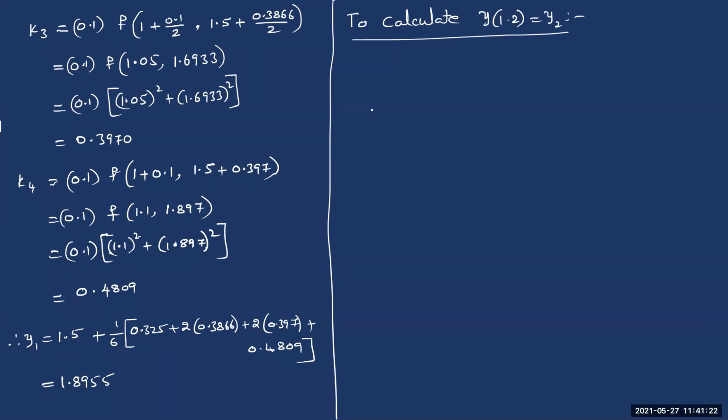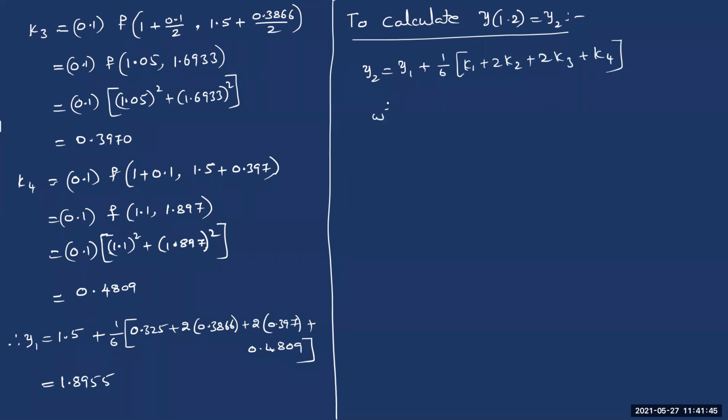Right, so let's calculate y at 1.2, or y2. Now see the formula I'm writing once. To calculate y2, we should write everything in terms of y1, correct? So y2 is equal to y1 plus 1 by 6 times all these values, K1 plus 2K2 plus 2K3 plus K4.